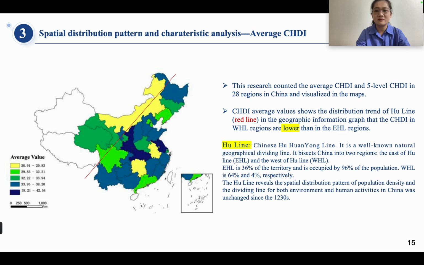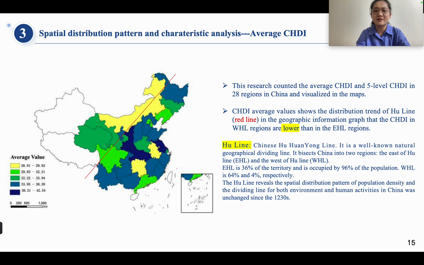CHDI average values show the distribution trend of the Hu line. The red line in the left figure. What is the Hu line? It is the Chinese Hu Huanyong line, a well-known natural geographic dividing line. It bisects China into 2 regions: the east of Hu line, EHL, and the west of Hu line, WHL.